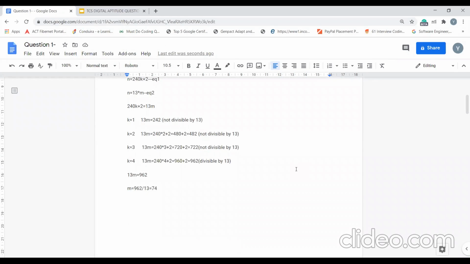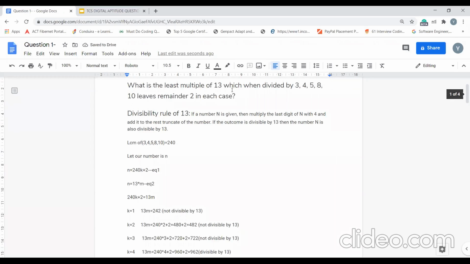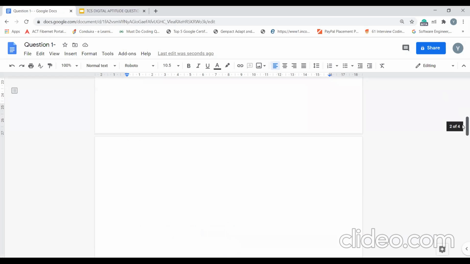If you want to go by option checking, this is a hint given in the question, which is saying that when divided by 10, you will get remainder 2. This implies that the last digit of the number must be 2.